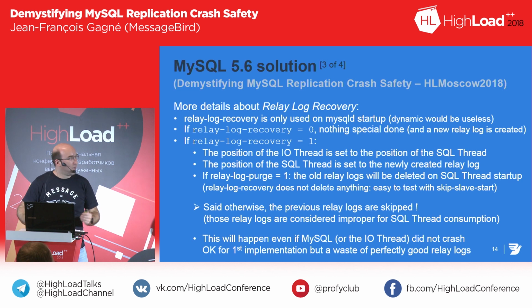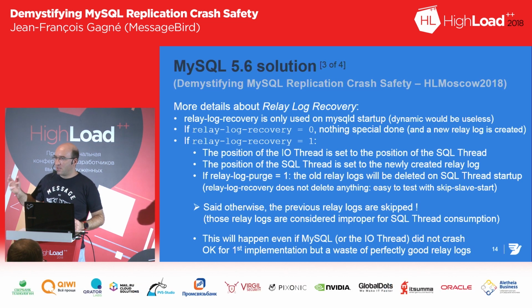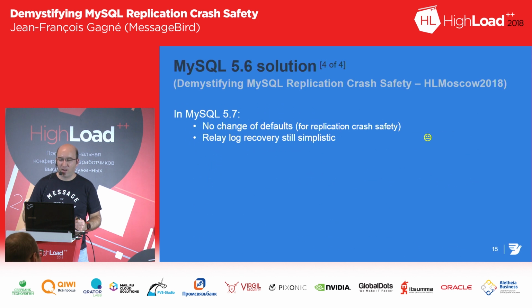From my point of view, this is a good first implementation. This is what 5.6 is doing. But maybe the slave was lagging. Maybe there were a lot of good relay logs here, and it's only the last part of the relay logs that we don't trust. So it will re-download them all again. It's good for a first implementation, but I would have liked something better in the next version.